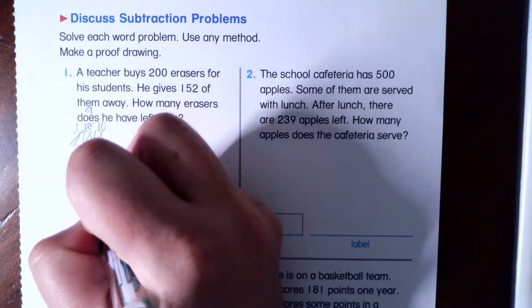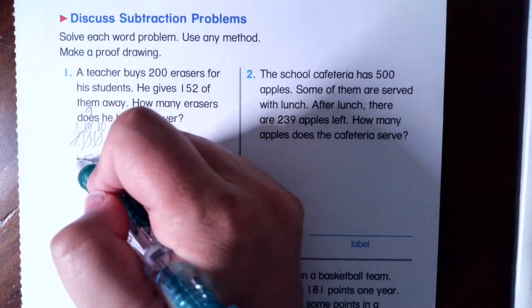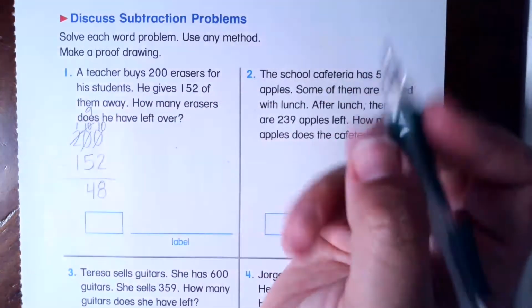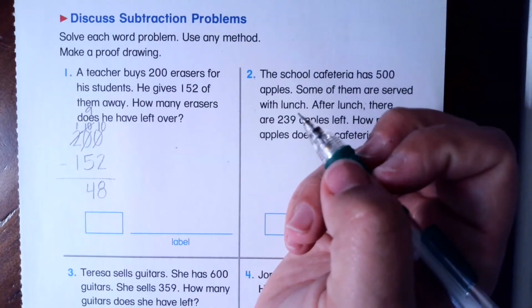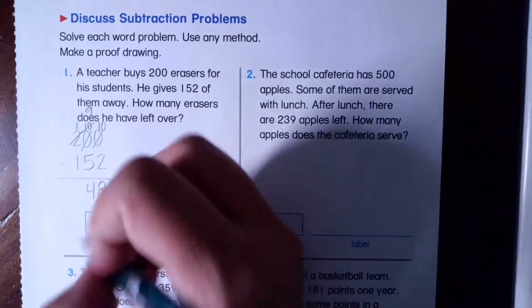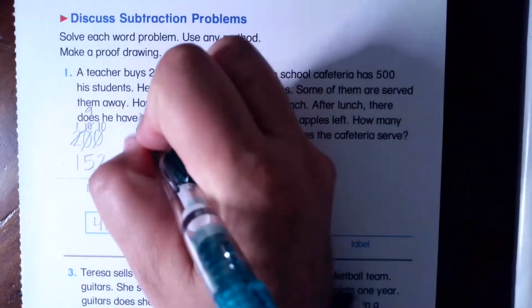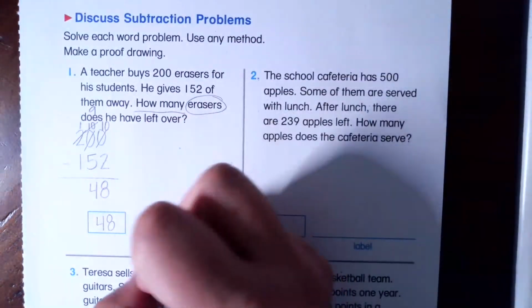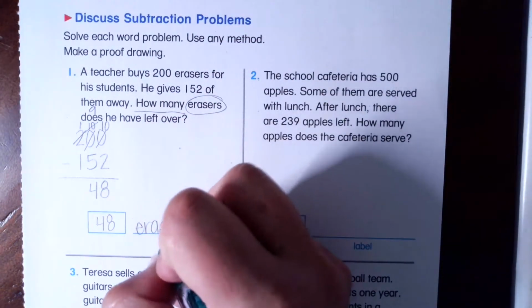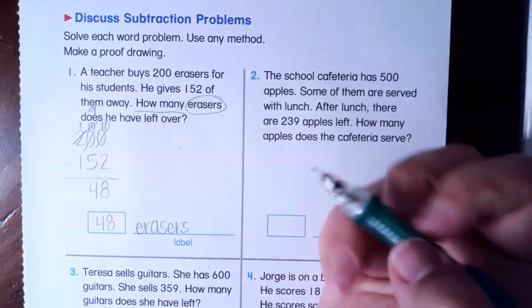10 minus 2 is 8. 9 minus 5 is 4. And I always double check my hundreds. 1 minus 1 is 0. So just like we got when we did it with our base 10 blocks, we got 48. And our label is erasers. Now, it does say that we also have to do a proof drawing.